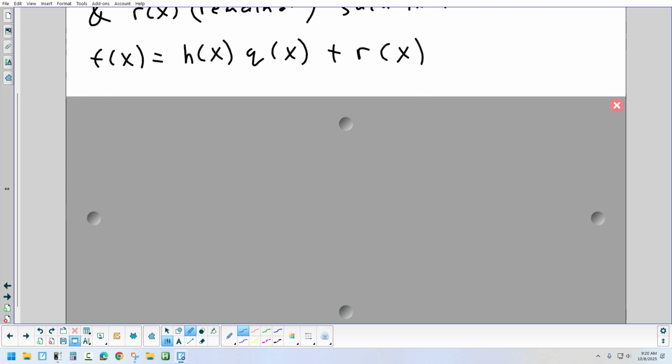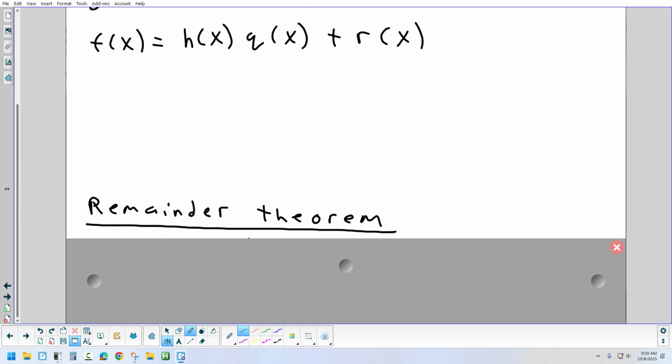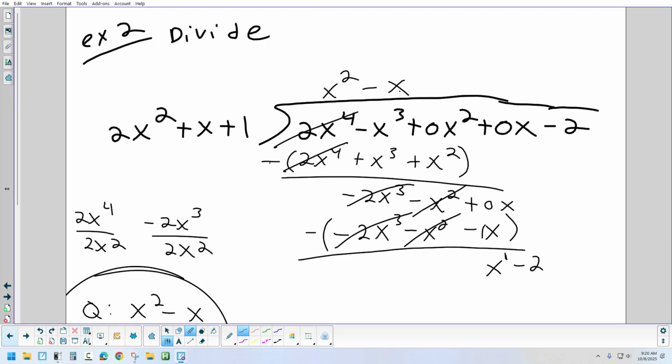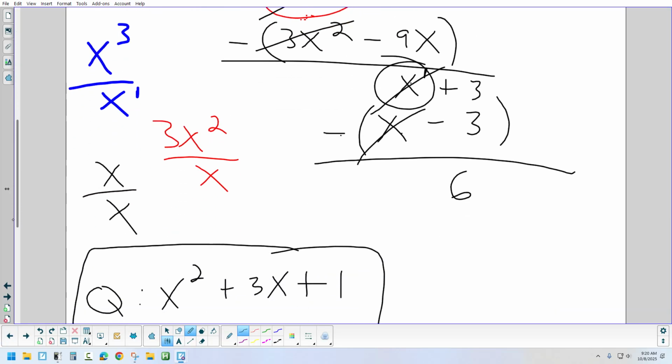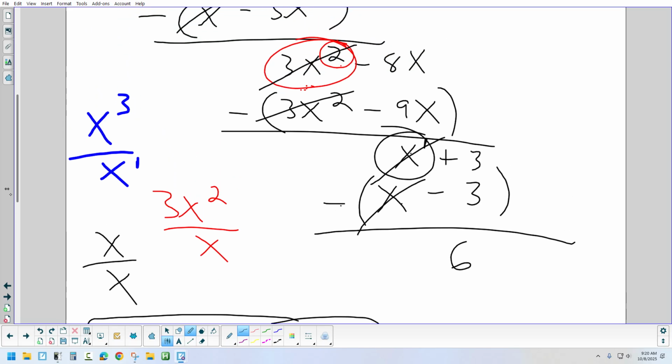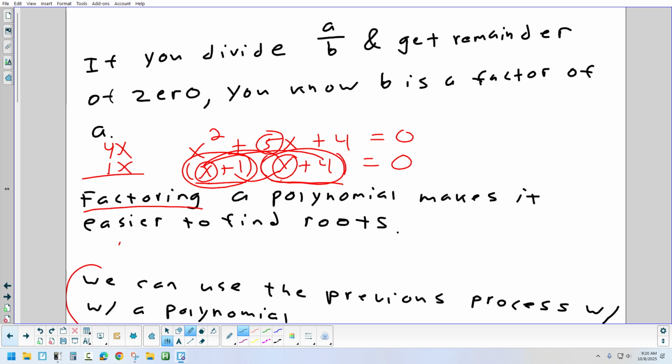So let's take a look at what's called the remainder theorem. There might be times where we're not interested in what the quotient is, and we're only interested in somehow getting the remainder really fast. Why would we be interested in just the remainder? Well, because we know that if you divide two things and get a remainder of 0, that is a quick way to figure out if something is a factor. So that's why you might just want the remainder.